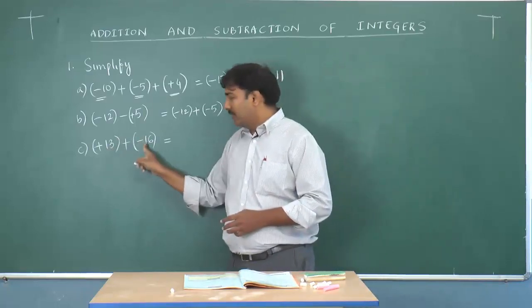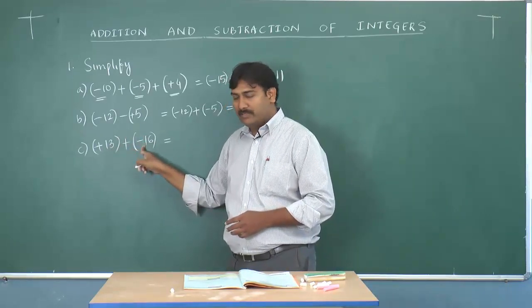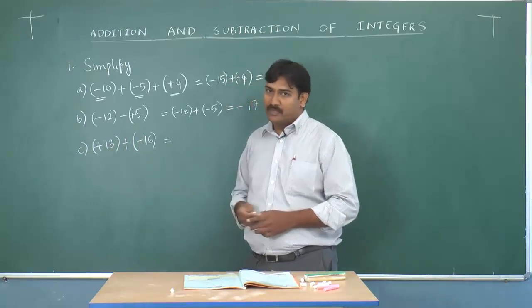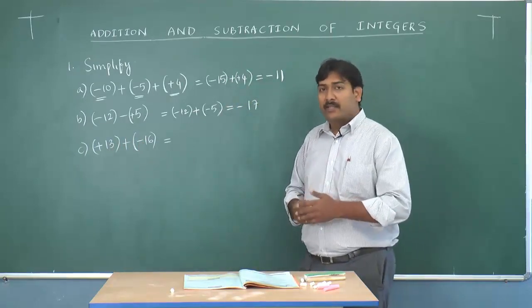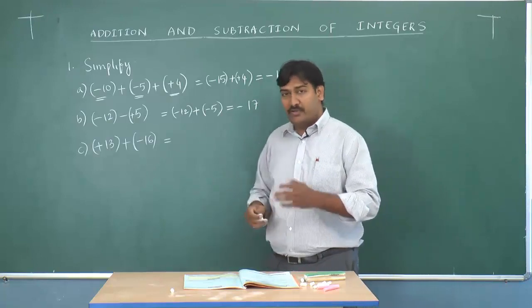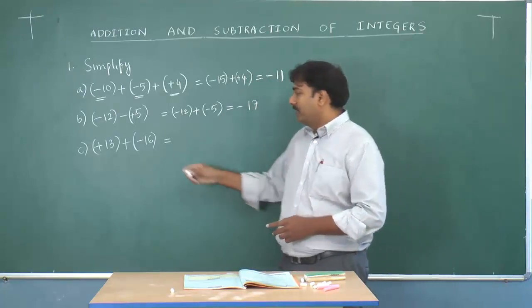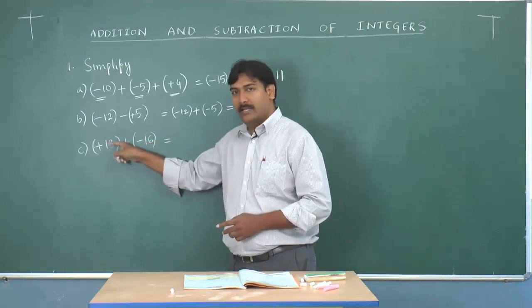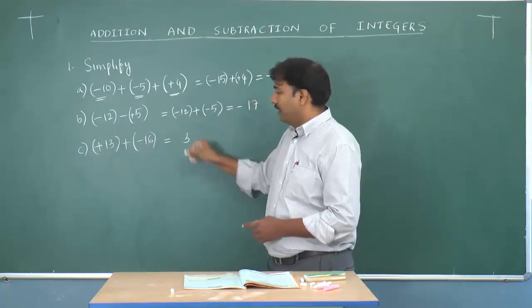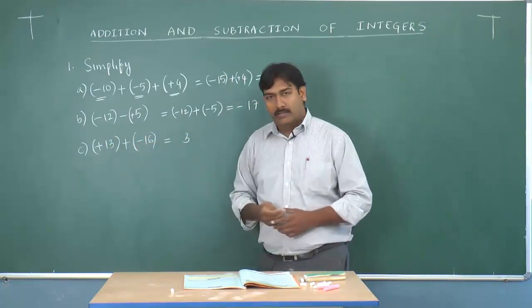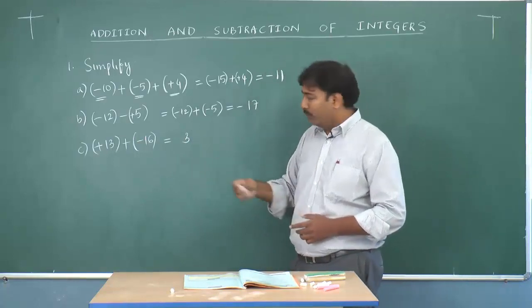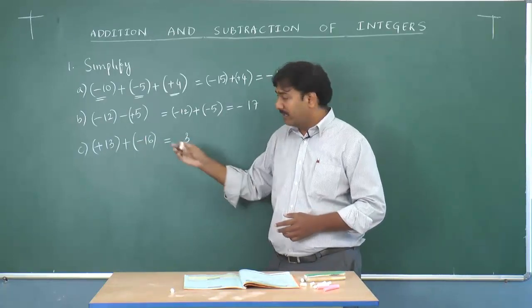Here we observe that these two integers have opposite signs. So once again, reminding you, whenever the integers have opposite signs, always take the difference of the numericals. The difference of the numericals 16 and 13 is 3. And what about the sign? Always place the sign of the greater numerical.